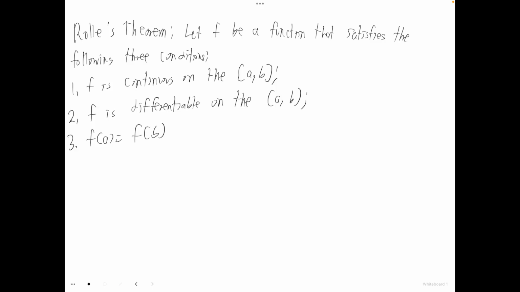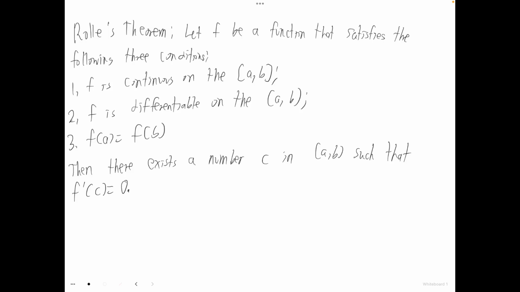y-coordinate. And then if these three are satisfied, then there exists a number c in the open interval from a to b such that f prime of c equals 0. So in other words, there's some point where the derivative is 0.